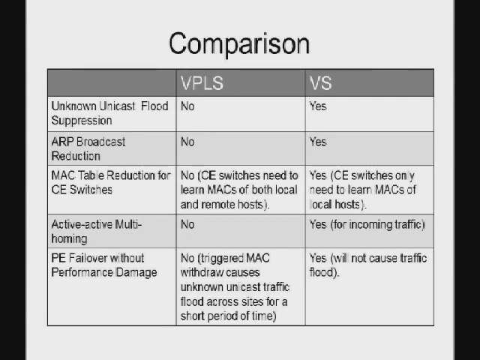Since the layer 2 domain is extended across multiple sites in the VPLS solution, the C switches need to learn not only the MAC addresses for local C hosts, but also the MAC addresses for remote C hosts. In the VS solution, C switches only need to learn local MAC addresses. VPLS cannot support active multi-homing, but VS can.